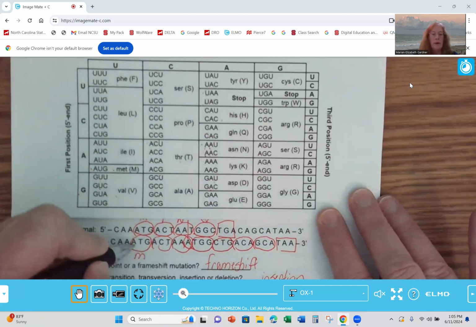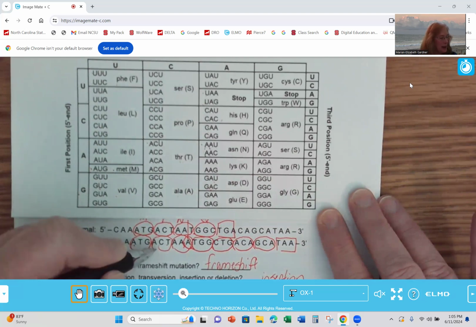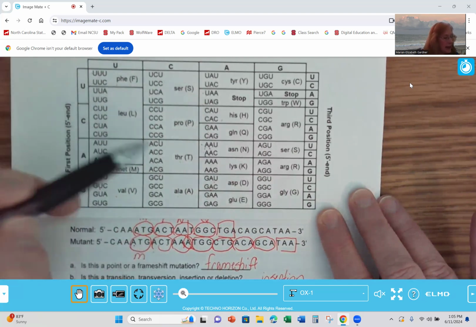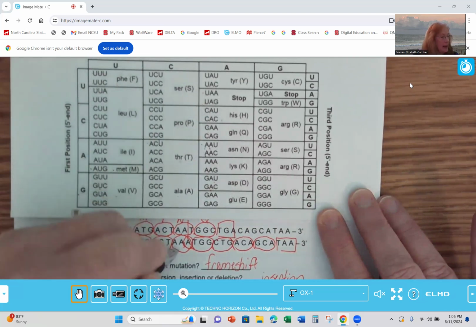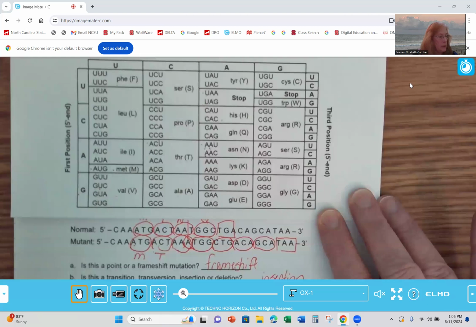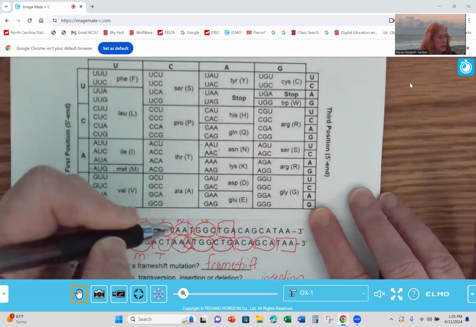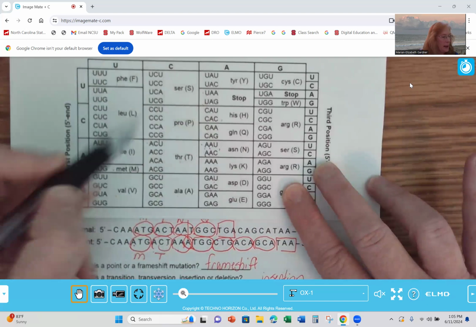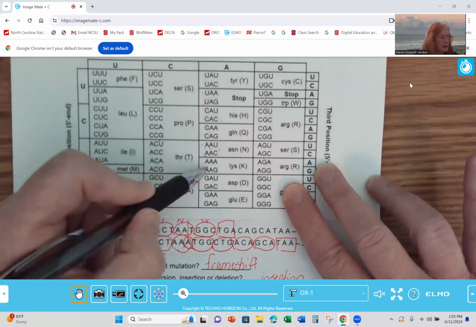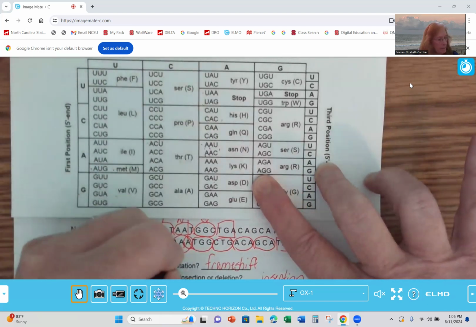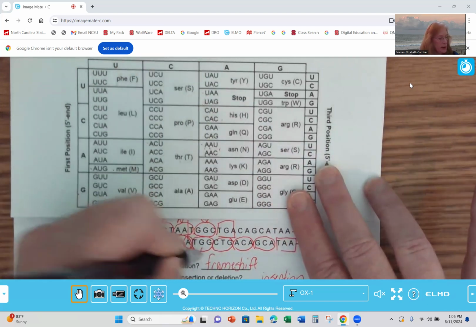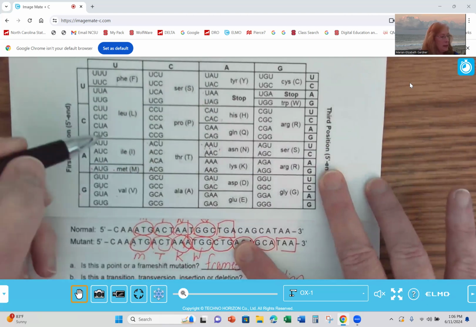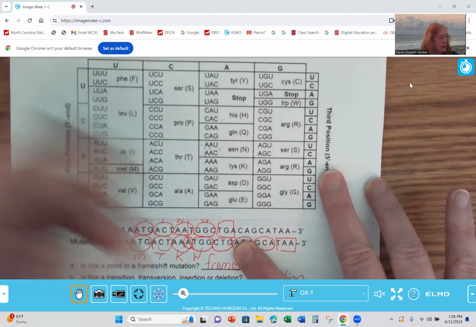AUG would be our RNA version of this coding strand, so methionine. ACT, which is like ACU, which is threonine. AAA should be asparagine. Oops, no, AAA. What am I thinking? A, there it is, lysine. Okay. UGG, tryptophan W. CUG, leucine.